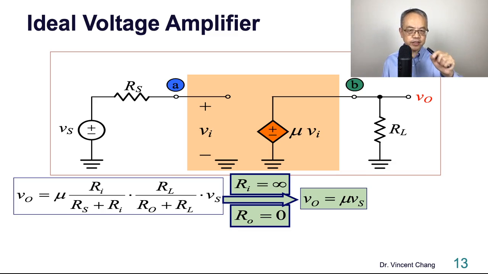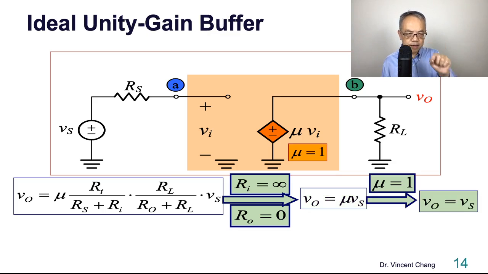If Mi is greater than 1, then the circuit becomes an ideal voltage amplifier. So what's the characteristic of the ideal voltage amplifier? Infinite input resistance, zero output resistance, and Mi greater than 1. But if Mi equals 1, then what happens? VO will be equal to Vs. This means that with the ideal unity gain buffer, no signal will be lost during the transmission.